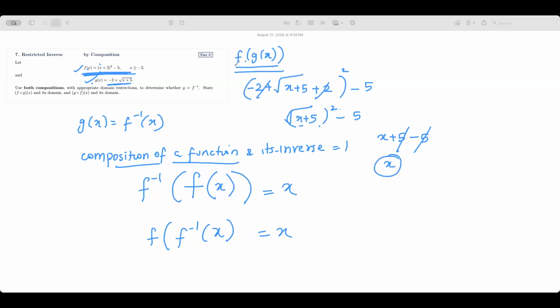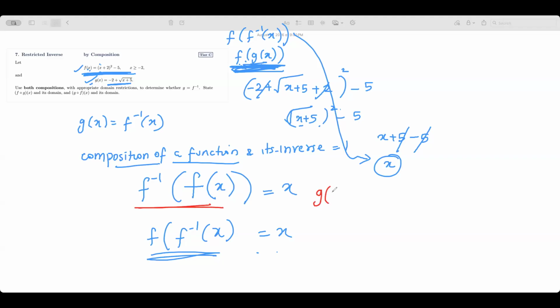So whenever you compose a function and its inverse, here g of x is the inverse of f of x, so this is nothing but f of f inverse of x. That is equal to x. Whatever two functions you consider, one function and its inverse, f of f inverse of x equals x. Another thing I want to prove is the other one, f inverse of f of x, which is g of f of x. Let's try that. That should also be equal to x.